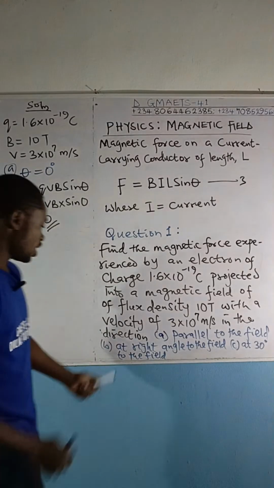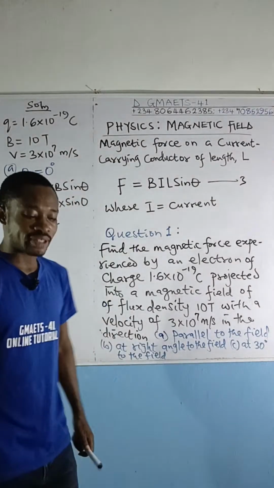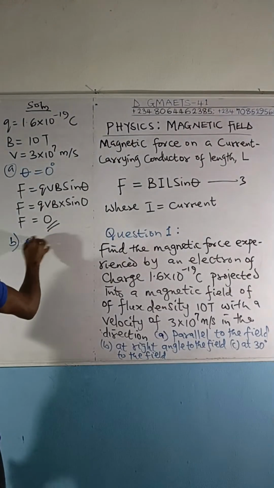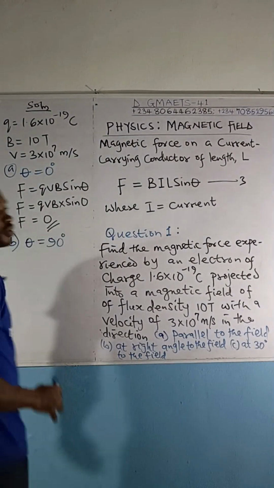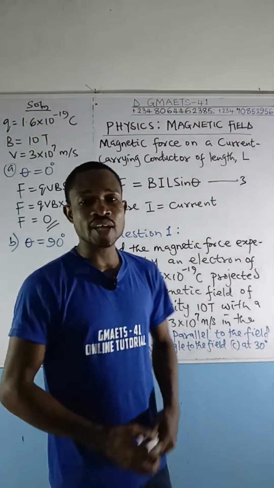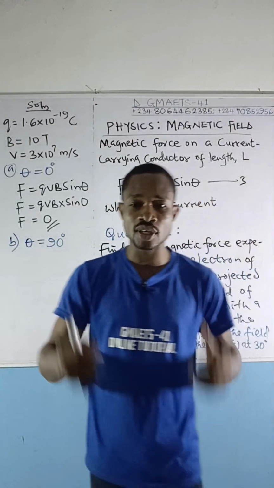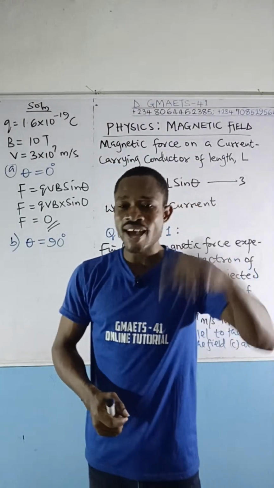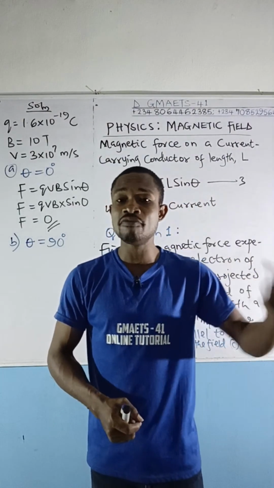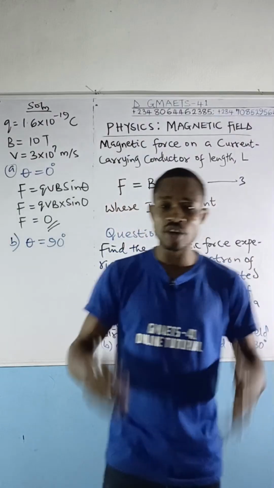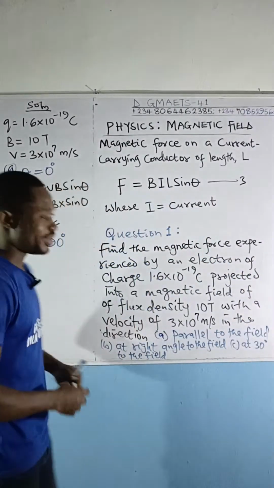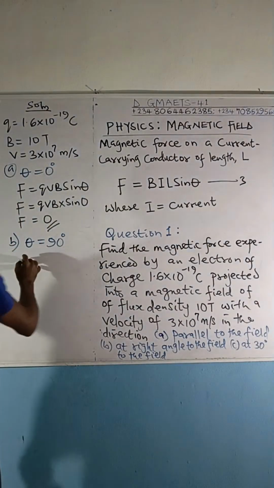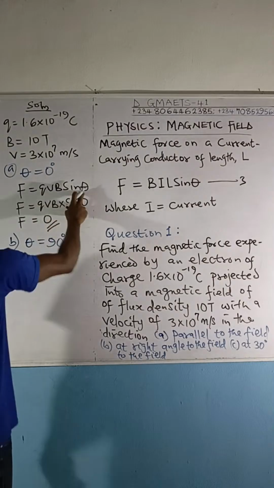In the second case, the charge is moving at right angle to the field. At right angle to the field means that theta is equal to 90 degrees. And of course, you know that under this condition, maximum force is experienced. And when maximum force is experienced, the force acting on the charge is equal to QVB, the charge times the velocity times the magnetic flux density. That is maximum force.